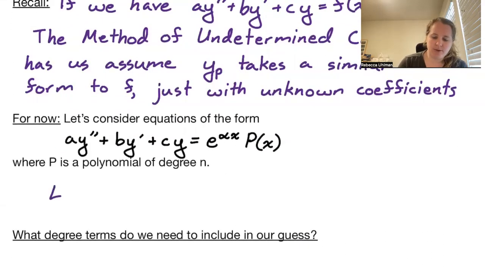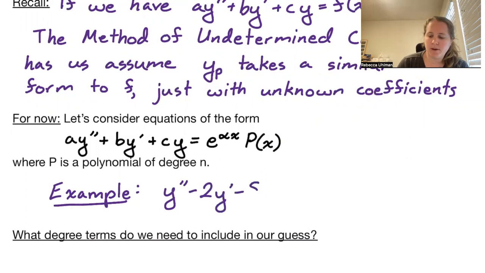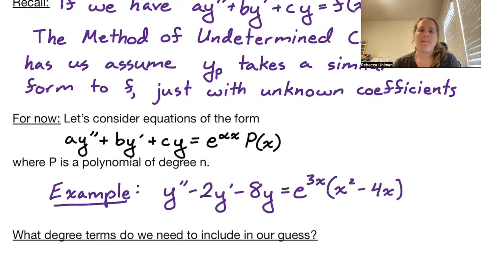So for example, we might take the equation y double prime minus 2y prime minus 8y is equal to e to the 3x times x squared minus 4x. So that left-hand side has constant coefficients. The right-hand side is an e to the something x times a polynomial, in this case of degree 2.